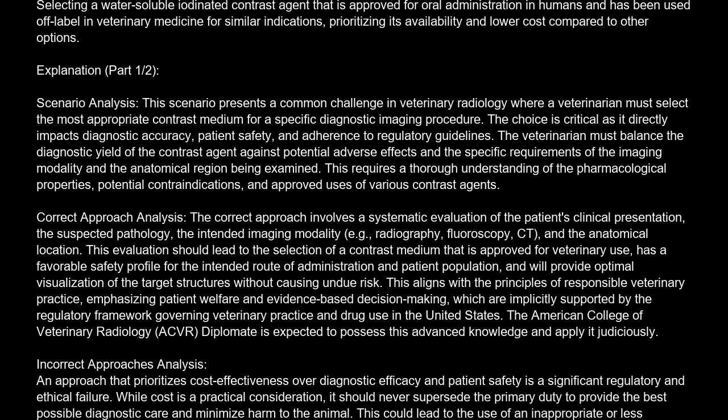Incorrect approaches analysis. An approach that prioritizes cost-effectiveness over diagnostic efficacy and patient safety is a significant regulatory and ethical failure. While cost is a practical consideration, it should never supersede the primary duty to provide the best possible diagnostic care and minimize harm to the animal.